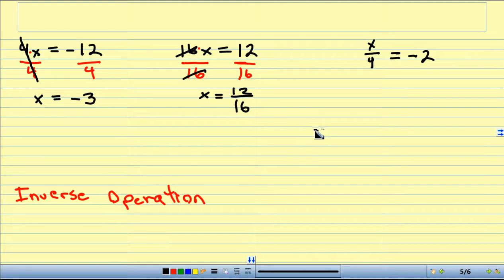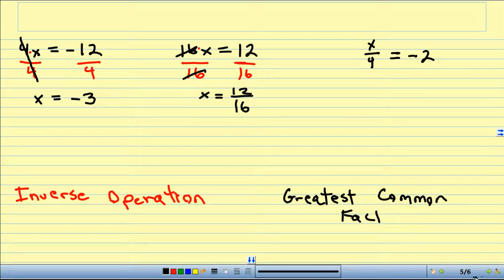Now I can simplify this. Let's reduce the fraction. What number is 12 and 16 both divisible by? Well, they're both divisible by 2, but they're also both divisible by 4. And so what I want is the greatest common factor. So they're both divisible by 2 and 4. But the greatest common factor, the largest one, is 4.